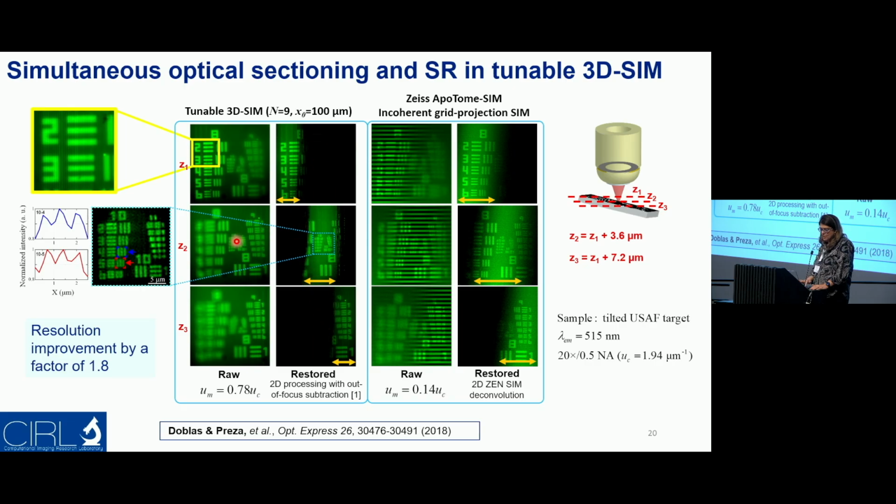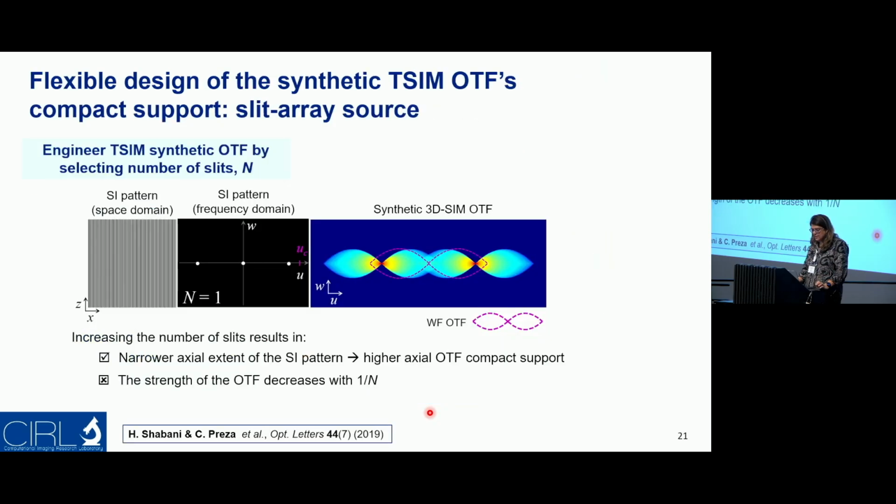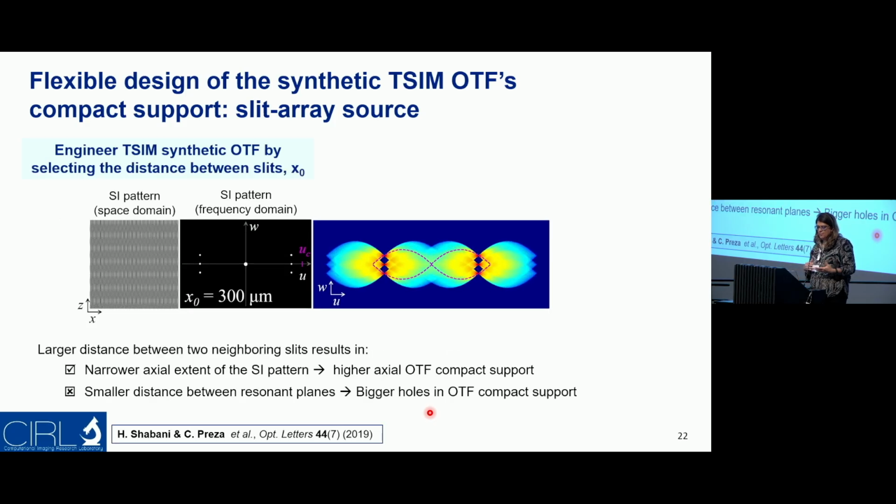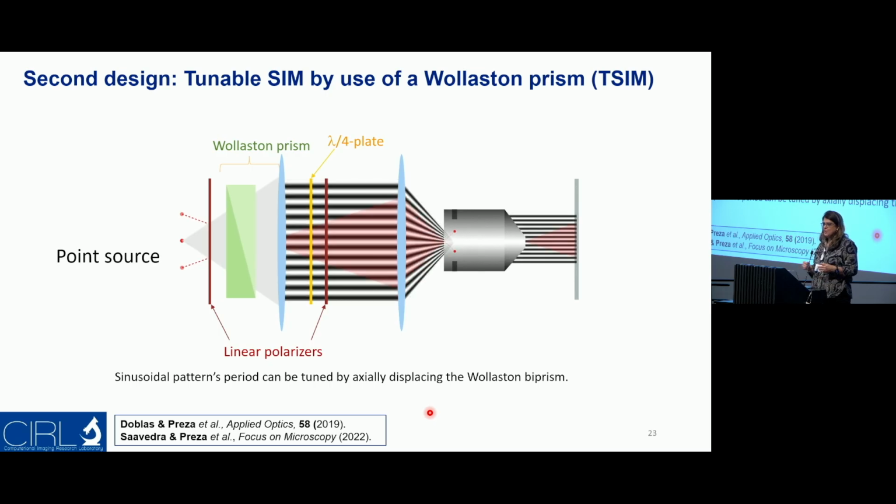The zoom up here shows us that we get double the resolution almost. It's 1.8 because of the frequency we use, the modulation frequency, and we get improved results versus the only other incoherent base instrument, the apodome, which is the grid projection, in which you are forced to use low modulation frequencies. So here it was a slit array, so if you change the number of slits, then you can get a different OTF, and if you change the distance between your slits, you can get a different OTF, so degrees of freedom where you can engineer your optical transfer function.